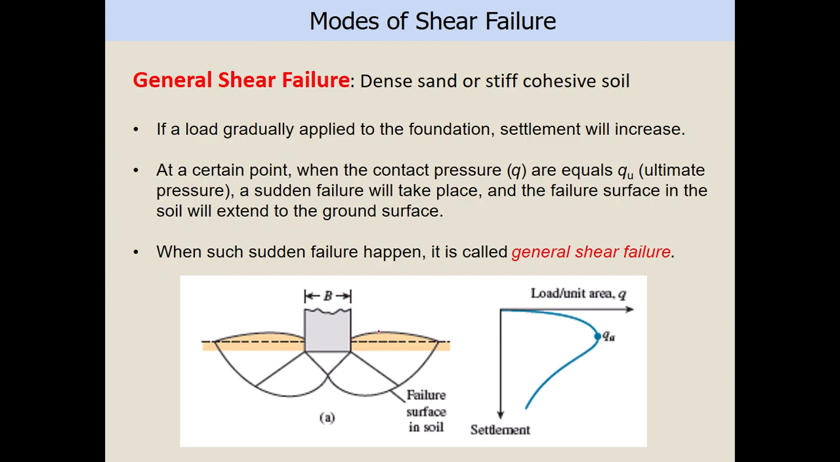So this is the mode of shear failure. Actually we have three types of shear failure mode. The first one is the general shear failure. General shear failure commonly occurs in dense sand or stiff cohesive soil. If you refer to this figure, figure A and figure B, if a load is gradually applied to the foundation, the settlement will increase. Here this is the settlement and this is the load. If you apply the load, you get the settlement, and the settlement will also increase.